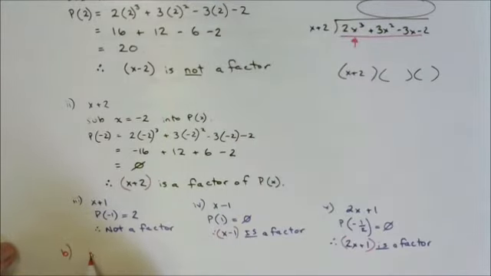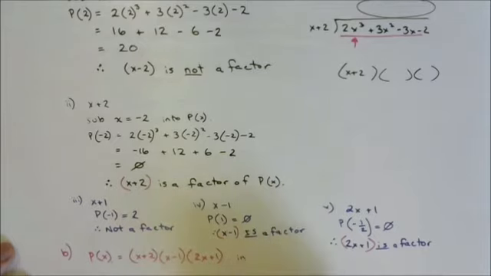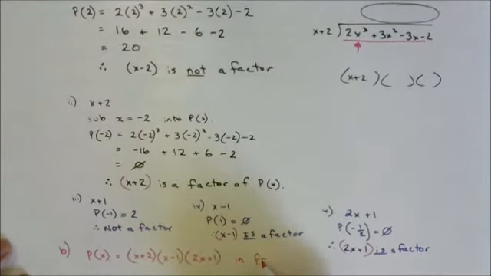So here we have it. P of x equals x plus 2, x minus 1, 2x plus 1 in factored form.